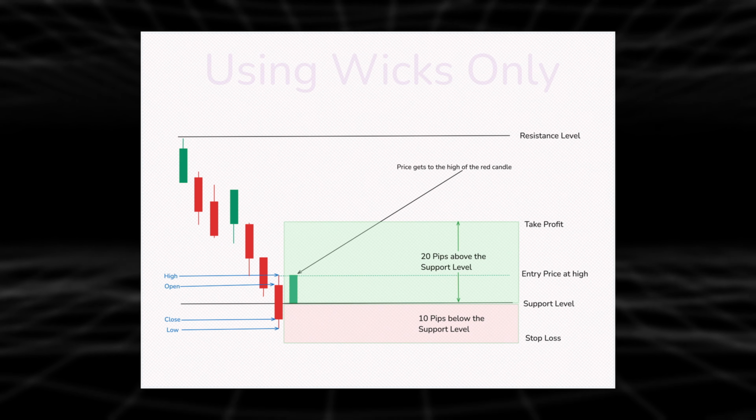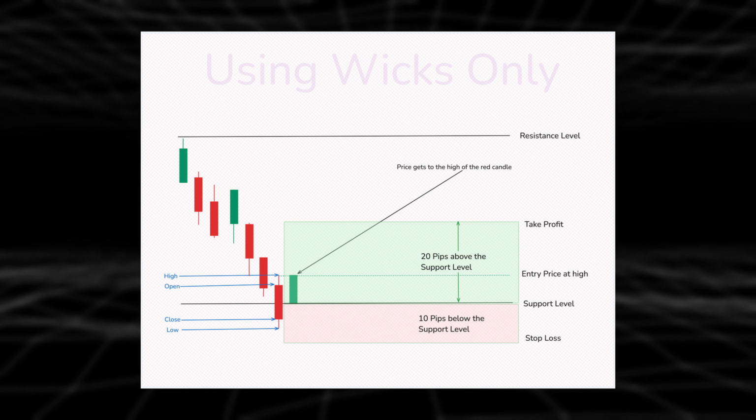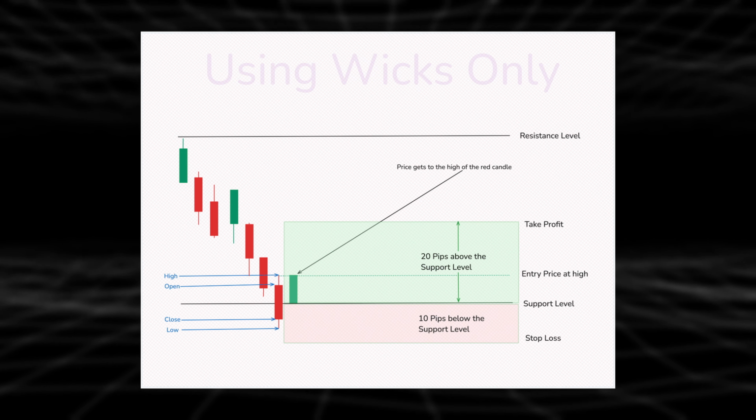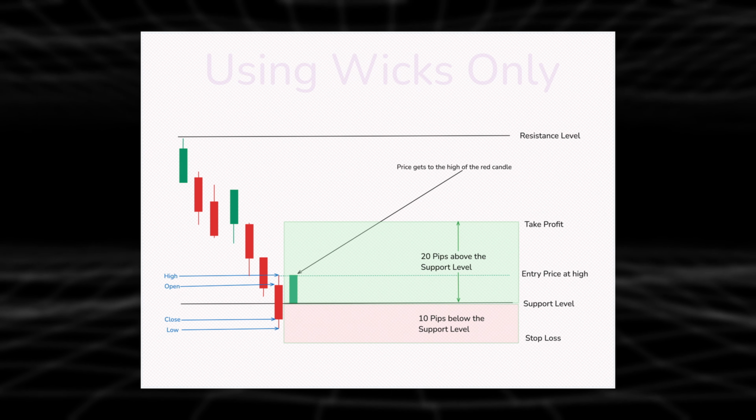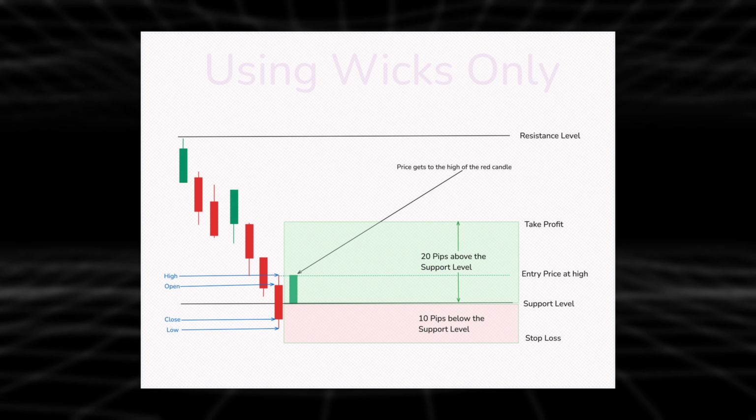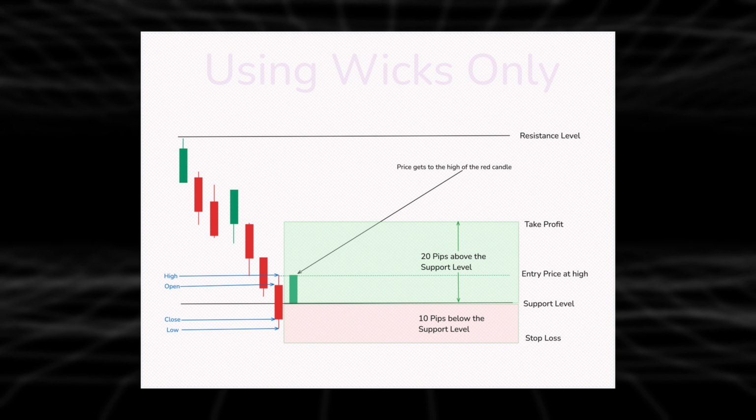We have the entry price at the high, the take profit 20 pips from the support level, and the stop loss is 10 pips from the support level. This makes the risk reward ratio 1:2, and here are the results for the inner, outer, and both.